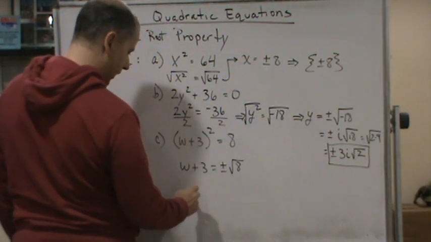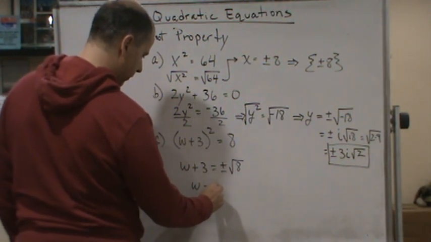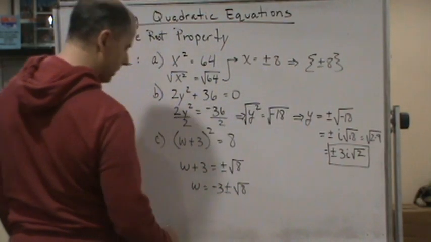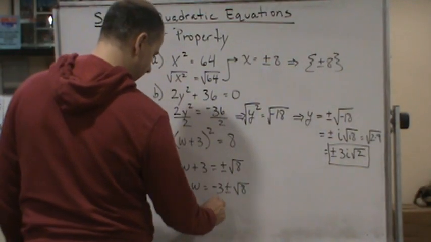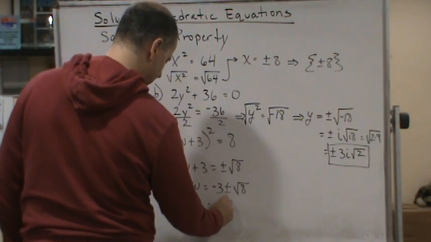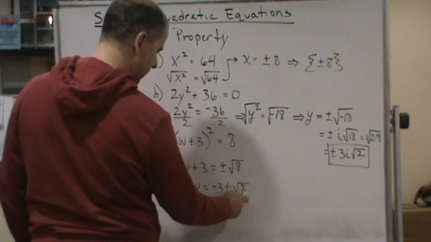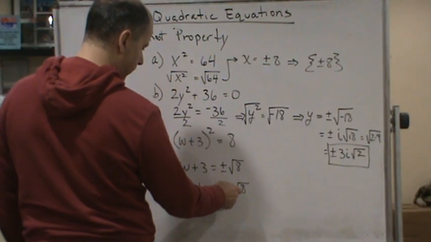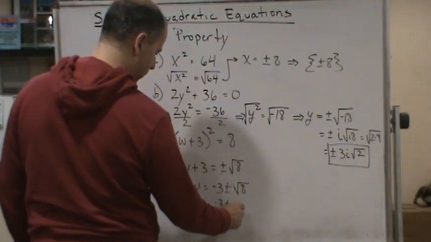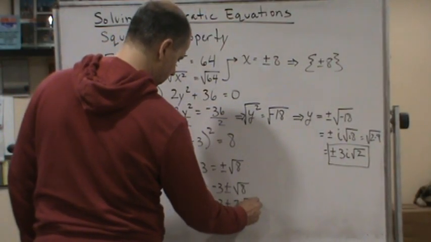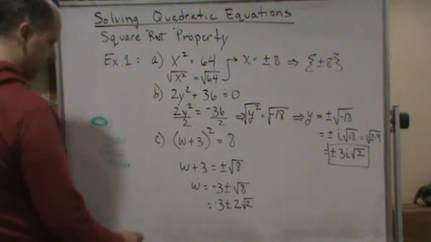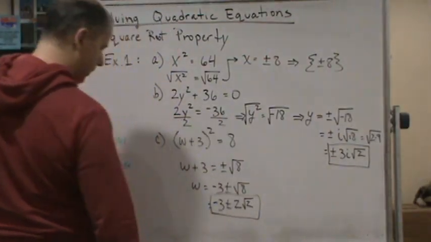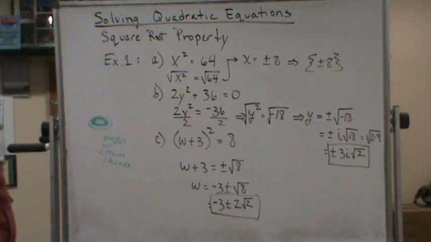And if we subtract 3 from both sides, we get w equals negative 3 plus or minus the square root of 8, and of course we can simplify the square root of 8 even further, so w will equal negative 3 plus or minus, this can be simplified to 2 times 4, right? And so the square root of 4 is 2, so we get 2 root 2, and so our solution is going to be negative 3 plus or minus 2 root 2.